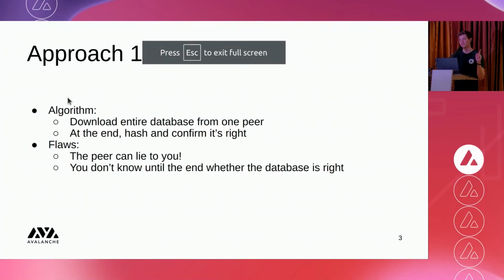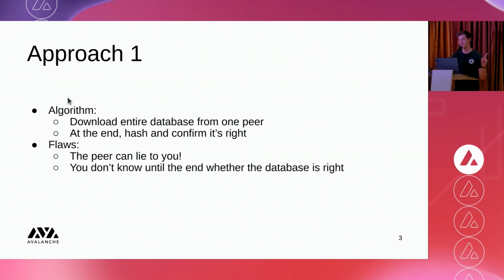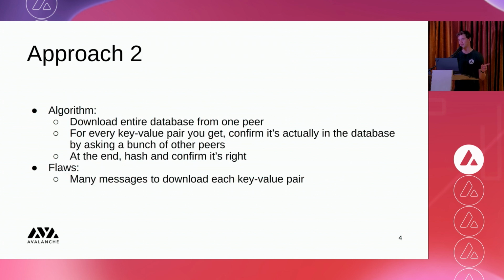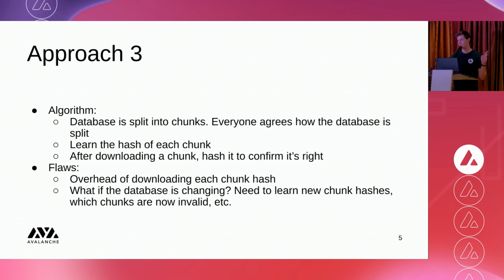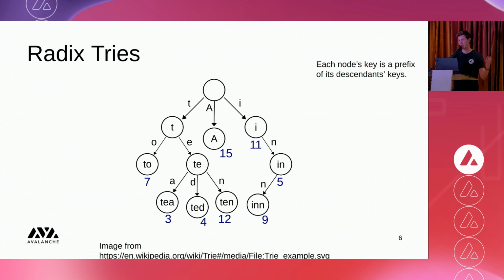Okay, approach 1, download the entire thing, hash it at the end. Bad idea in a Byzantine environment. Idea 2, similar to 1, except sanity check every key value pair. Way too much overhead. Approach 3, basically what torrenting does, hash each chunk. And now I'm going to get into the discussion of the thing that we're actually talking about today, which is a Merkle Radix Trie database.